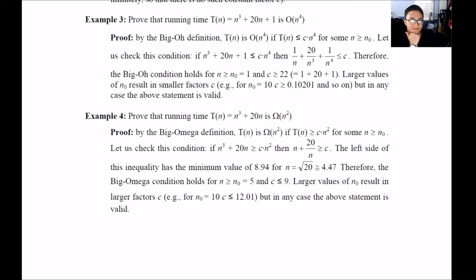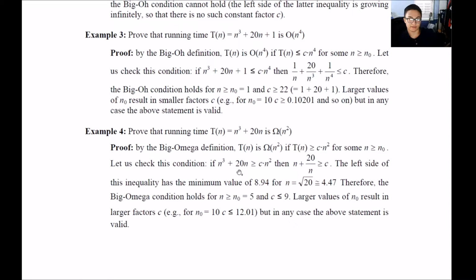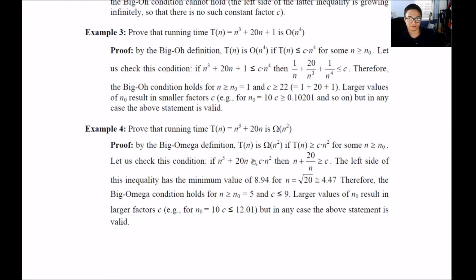Big omega. Prove that running time T of n is n cubed plus 20n is omega of n squared. By the big omega definition, T of n is omega of n squared if it is greater than or equal to. Okay, so we're comparing to the big O. Oh, that's funny. So big O versus big omega, you're just flipping the inequality sign. You see here, this is greater than or equal to, and up here it's less than or equal to, right?